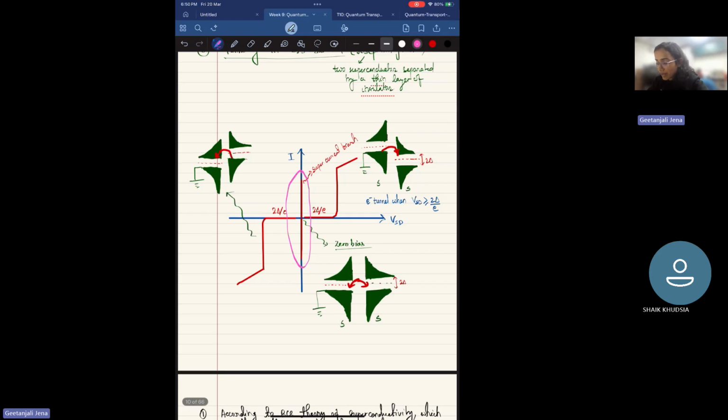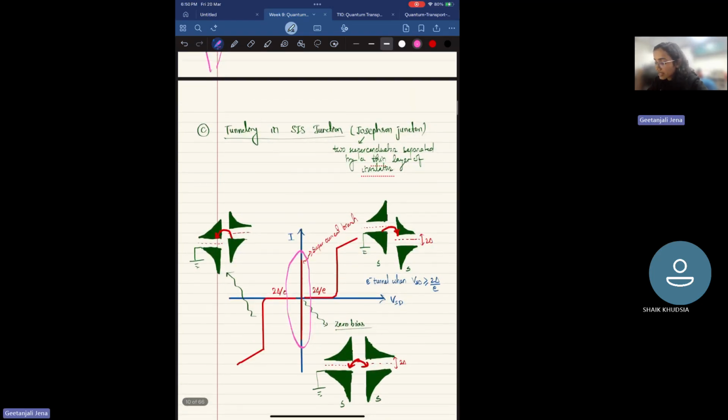Now what will happen when we apply a voltage? Because we have a superconductor on both sides, and it also has an energy gap of 2 delta, if you want to level this energy level to this one, we need to lower this right side by 2 delta. Not delta, it should be 2 delta. So that is why the minimum voltage required for tunneling should be greater than 2 delta by e. So this is what you have seen here.